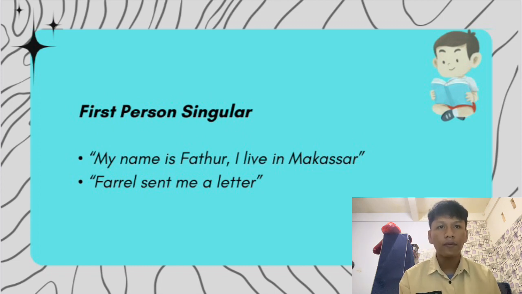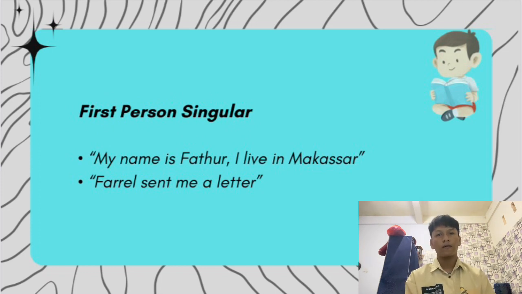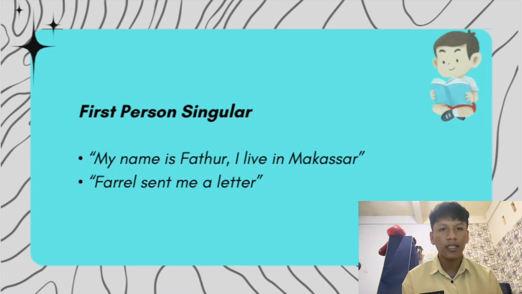In the first person singular, the pronoun used is I if the self is the subject. Use me, my, mine if the self is the object and indicates ownership. For example, in this slide: my name is Fatur Rahman Harun. I live in Makassar, and Farah sent me a letter.